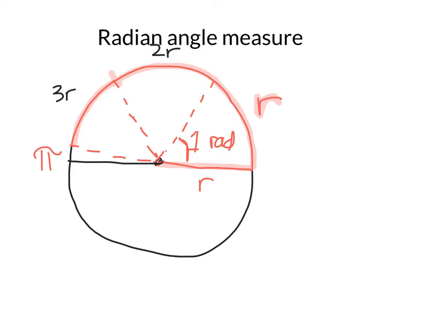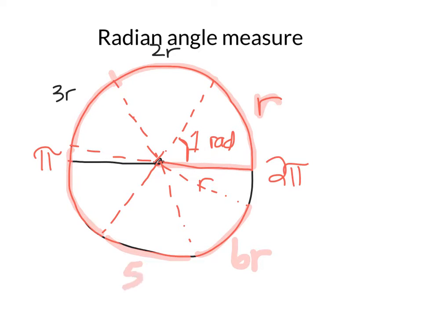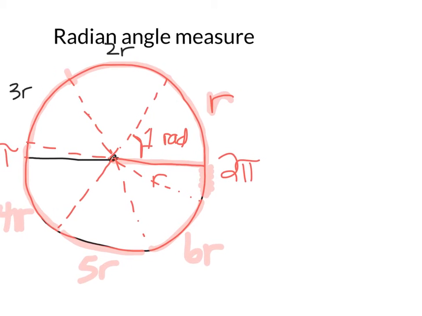And if I were to continue to lay radians along my circle's edge, by the time I got all the way around, I will have gotten exactly 2 pi radians all the way around my circle. So there's 6 radians to there, here's 5 radians, here's 4 radians, and so on and so forth. There are exactly 2 pi radians all the way around a circle. So you might be asking, yeah, so what?